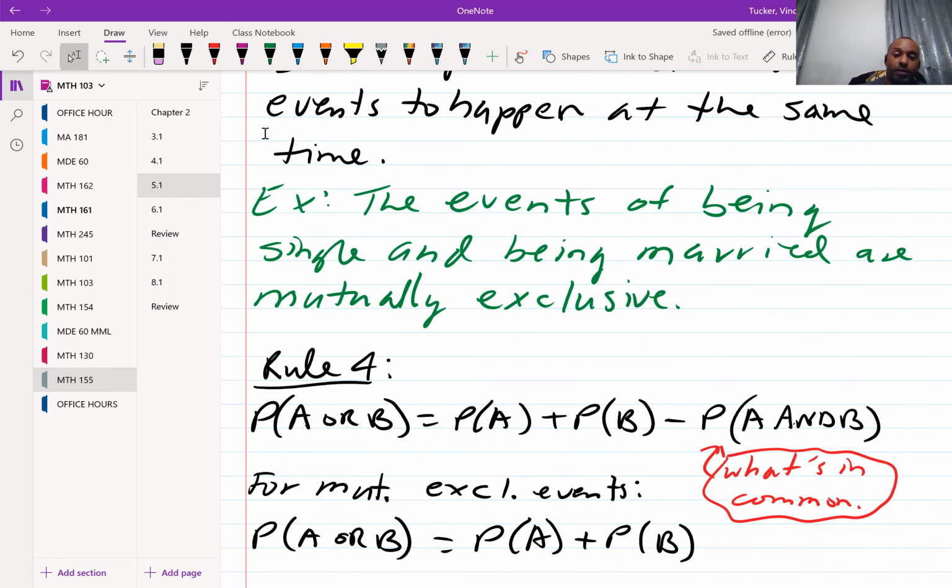But if they're mutually exclusive events, like with the single and the married folk, we just add the probabilities together. So remember, there was nothing in common to subtract, so we didn't have to worry about that part. So those are the official formulas for what we just finished doing in those last two examples.